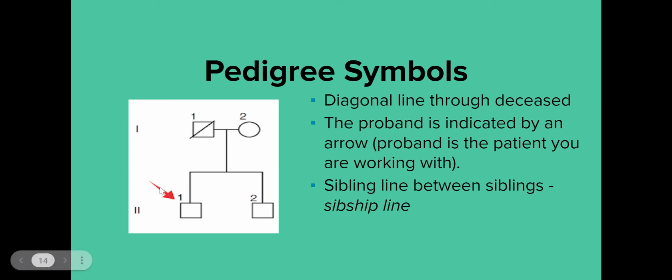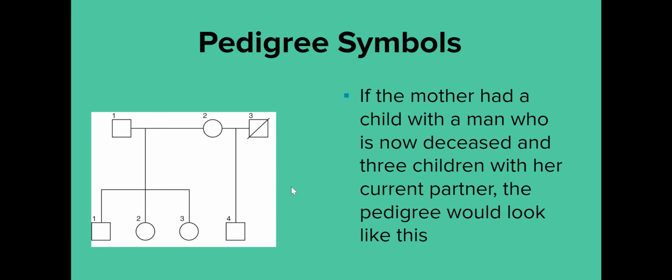There's the proband. That's that big arrow. That's the patient you're working with. And it's important to indicate who that person is, because as these pedigrees are drawn, they can get very complex. Everybody's got a different family dynamic, and these pedigrees don't look the same for anybody unless they're full siblings. So it's important to indicate the proband with that arrow. The sibling line here is called a sib-ship line, indicates that 50% relationship genetically.